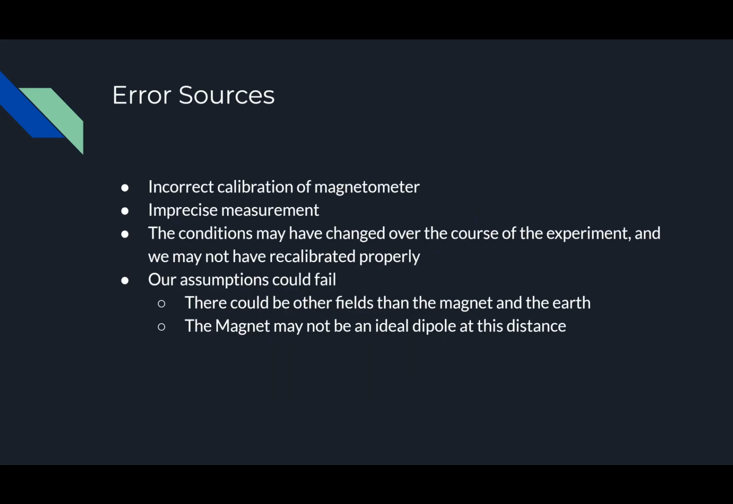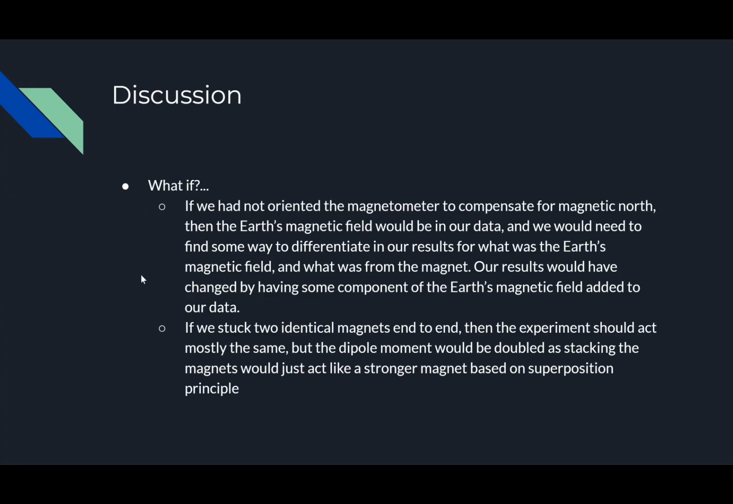Error sources: incorrect calibration of the magnetometer, imprecise measurement, conditions may have changed and we didn't recalibrate, or our assumptions could just fail. Discussion. If we had not oriented the magnetometer to compensate for magnetic north, then Earth's magnetic field would be incorporated into our data, and we'd need some way to differentiate in our results what percentage is Earth's magnetic field and what percentage is actually from the magnet.